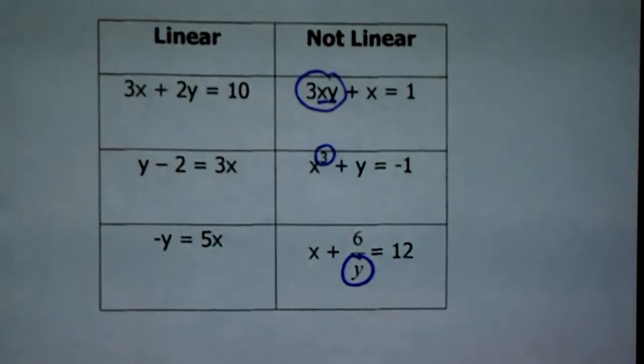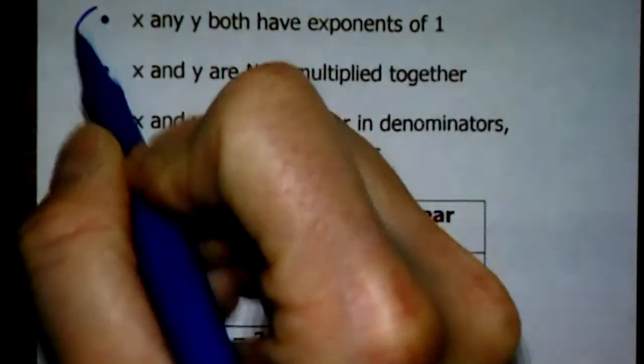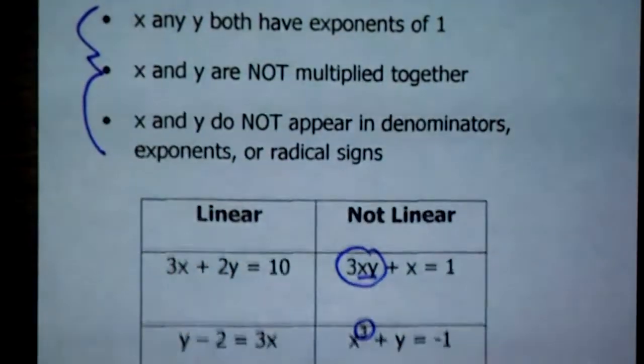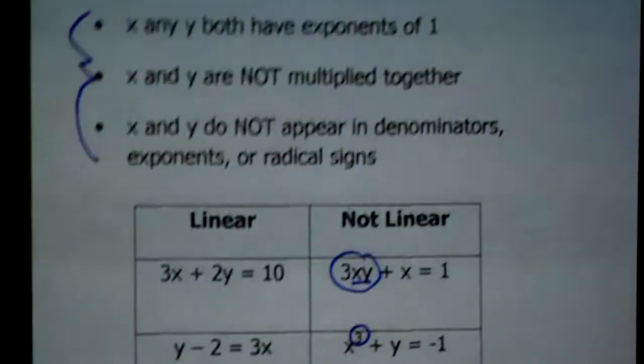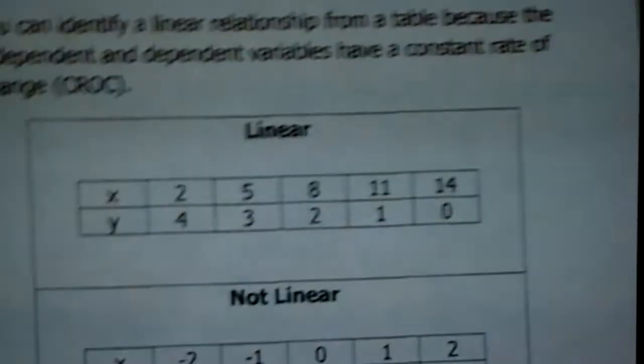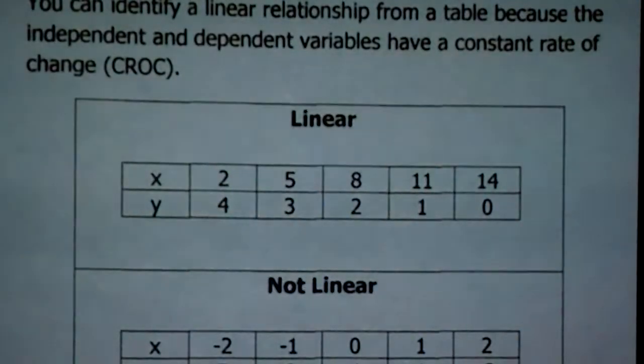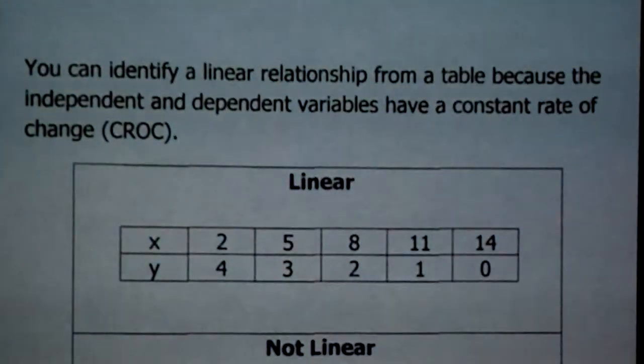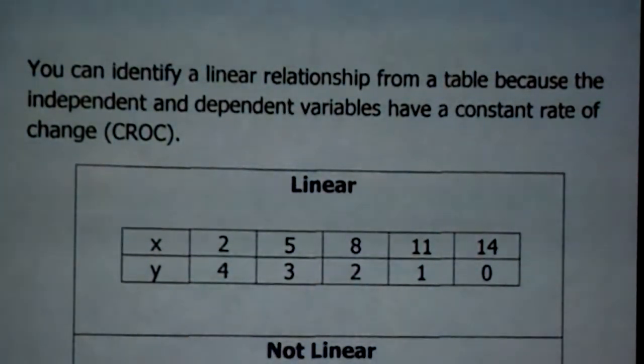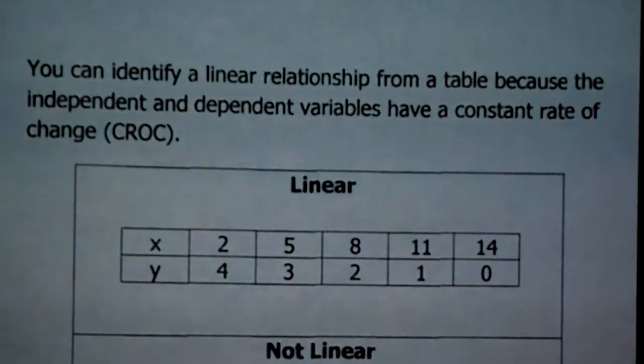So our step 1, can you look at an equation and tell me if it's linear or not? I think you can. And if you need to review, it's these 3 criteria. All 3 have to be true for it to be linear. All right. You can also look at a table and identify if it's linear or not linear. And in a table, an easy way to identify it, if there is a constant rate of change, it's linear. Because if something's going up or down by the same amount, it's going to make a straight line on a graph.